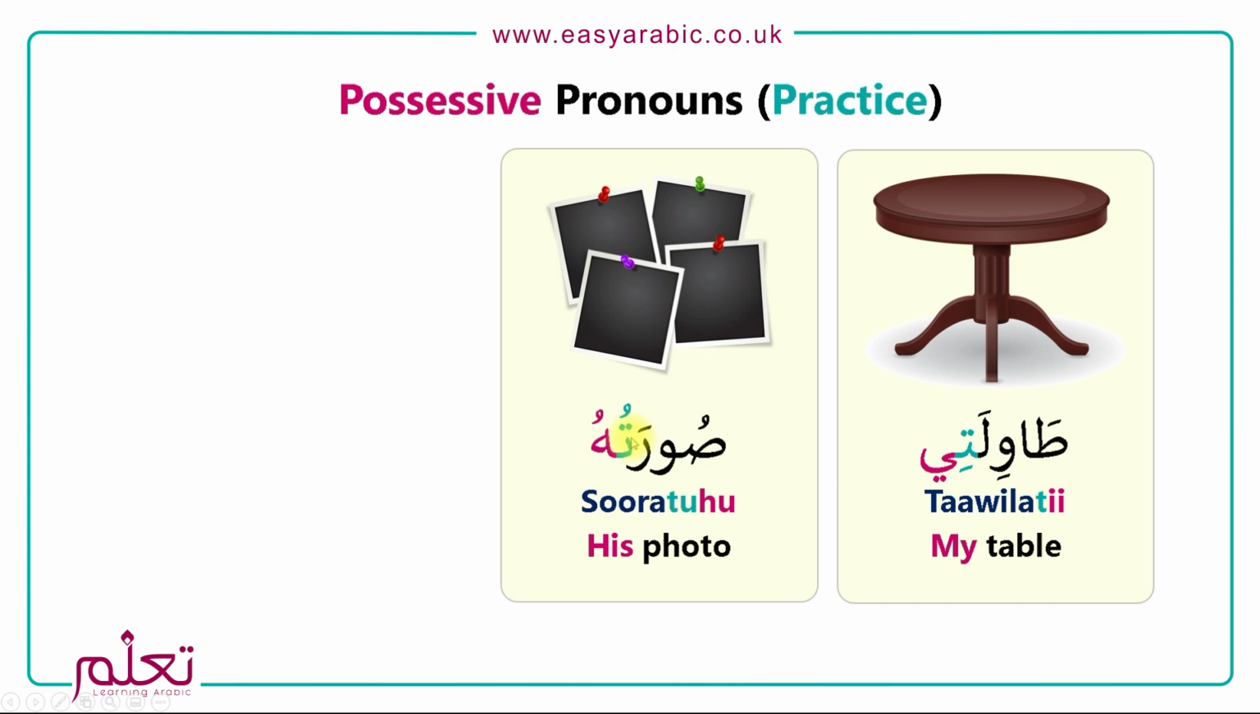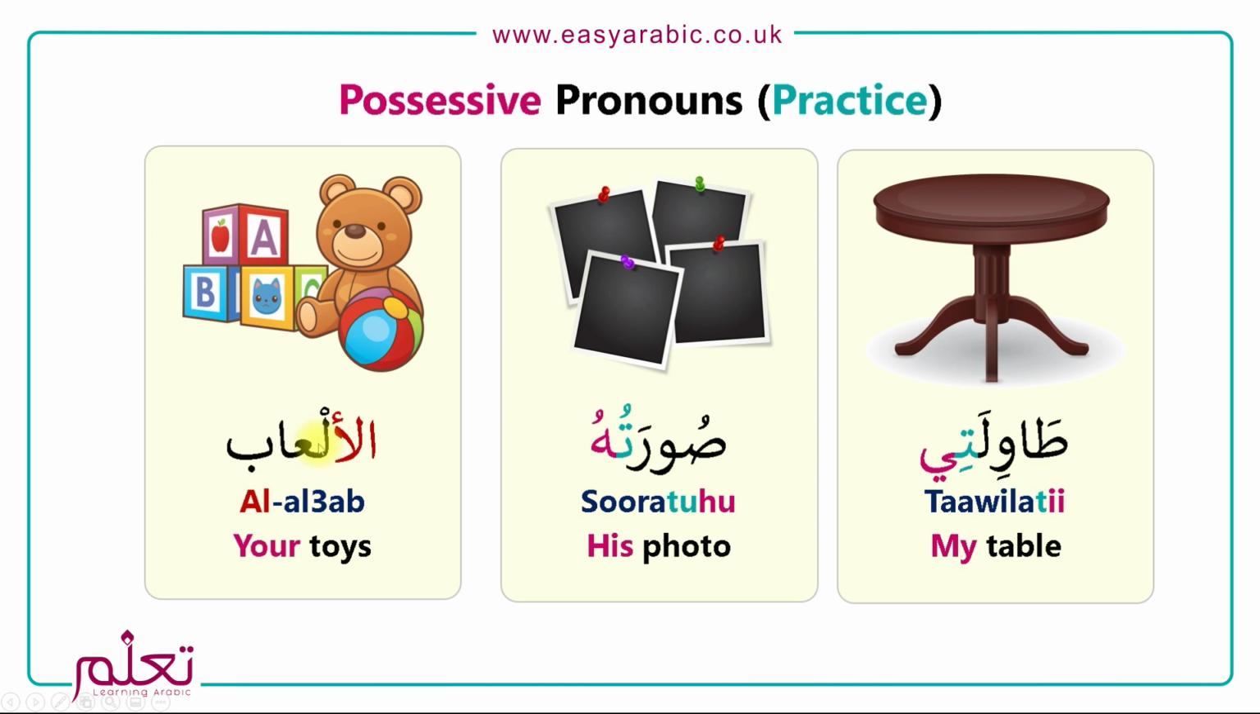Next one is al-al'ab. Here, again, it starts with al, but there's also another al. Does that mean we remove both of them and then add the suffix? No, because the al in al'ab is actually part of the word. So here, we just remove the first instance. So it'd be al'abukum, your toys. Okay, so tawilati suratuhu al'abukum.